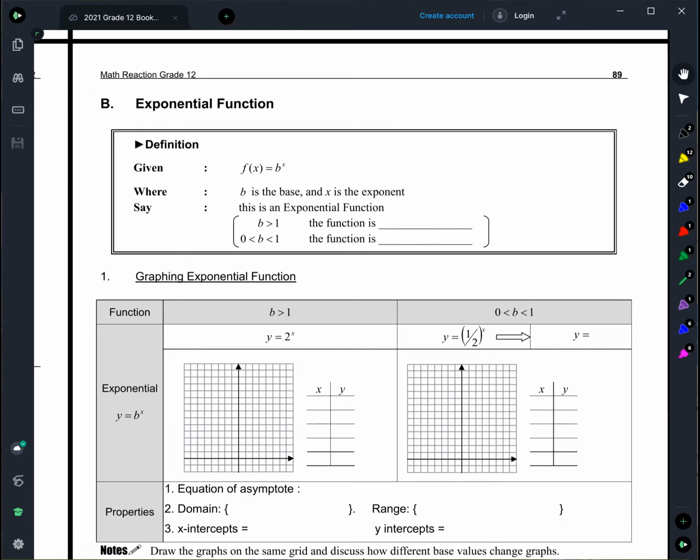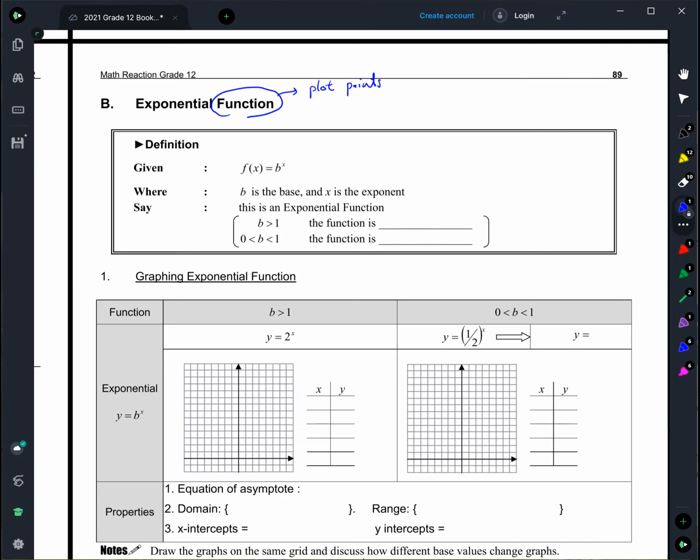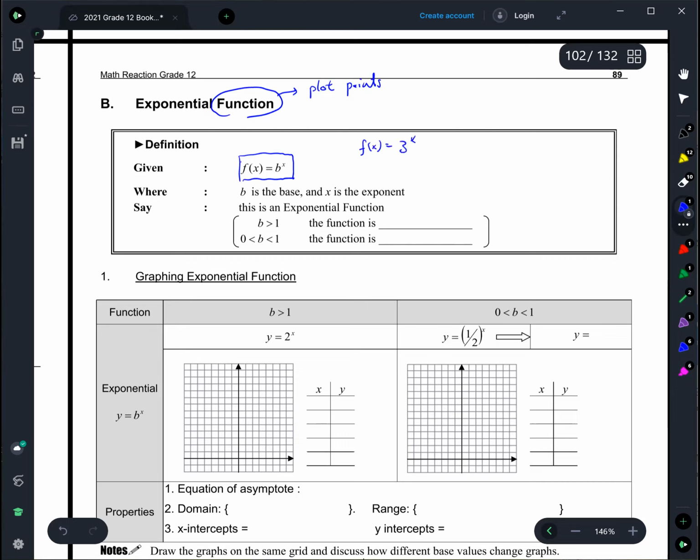So a function means it can take an input and give an output, okay? The input is the x, the output is the y, so that means we can graph, right? Whenever you see a function, it means we can plot points. That's why you learned about quadratic functions, cubic functions, and here we're going to look at exponential functions. The function looks like this: f of x equals b to the x. One example is f of x equals 3 to the x, right? b is the base, x is the exponent.